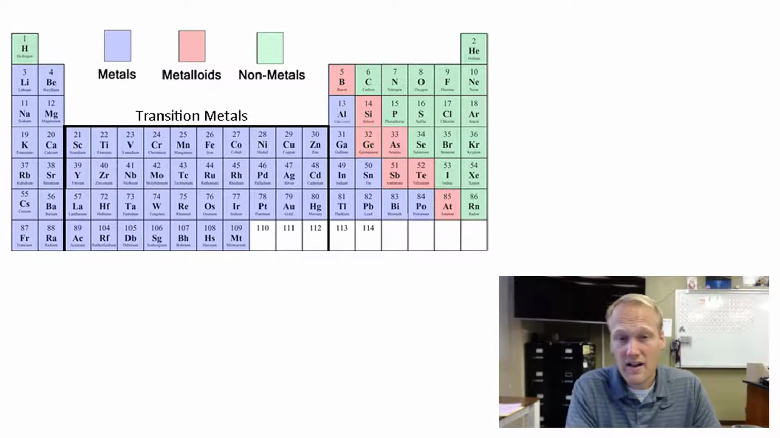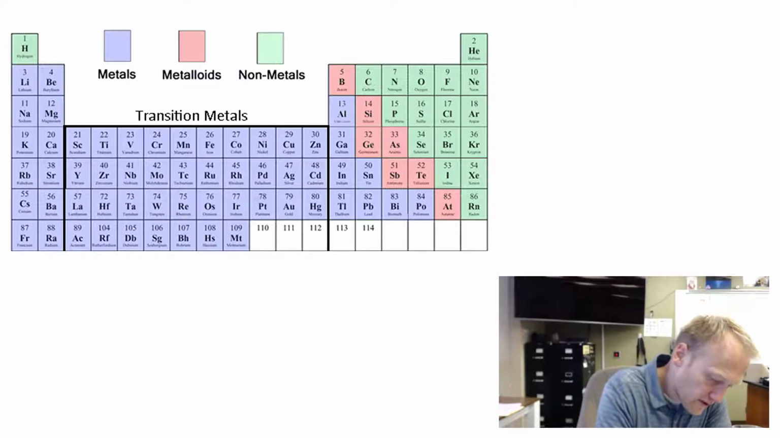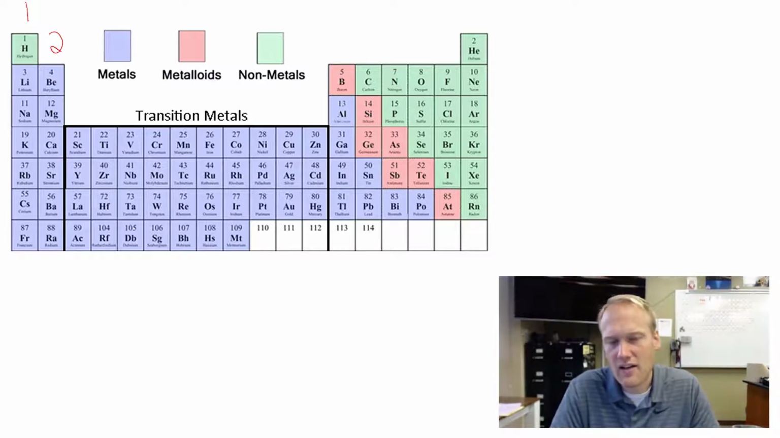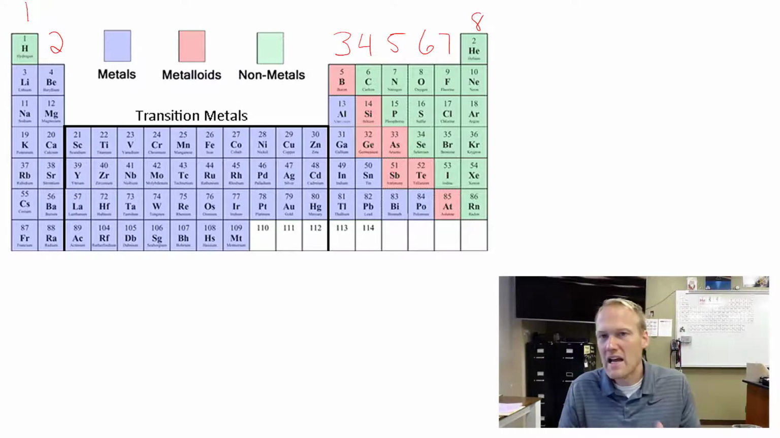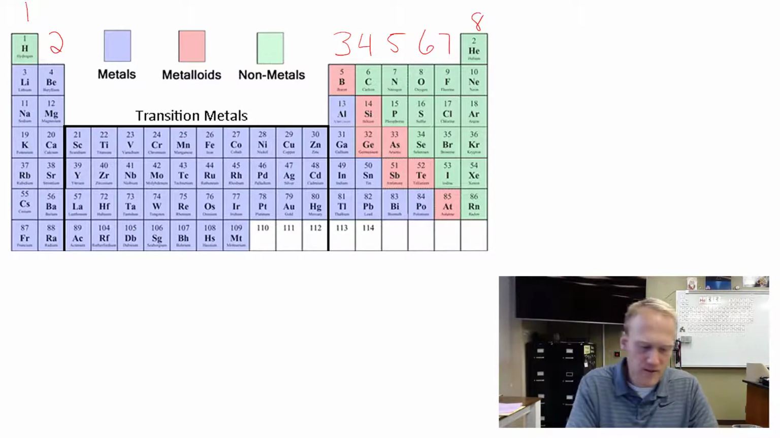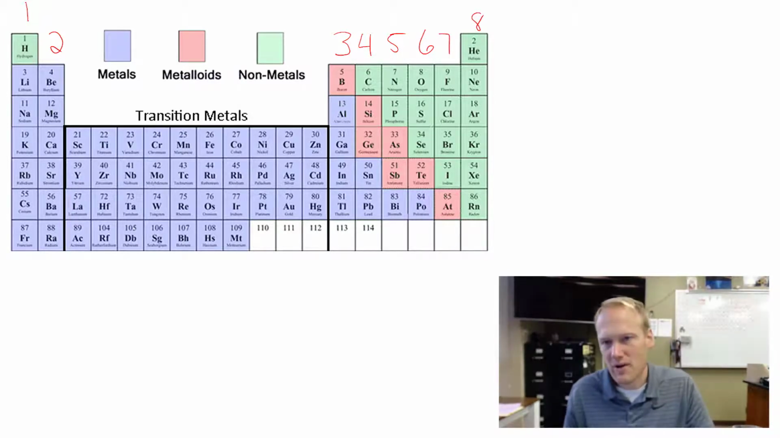If you look here at the periodic table real quick, we've covered column 1, which is the alkali metals, column 2, which is the alkaline earth metals, and now we're going to skip the transition metals and work at 3, 4, 5, 6, 7, and 8. These are what we'd call the main group columns. Transition metals would not be a part of that main group.